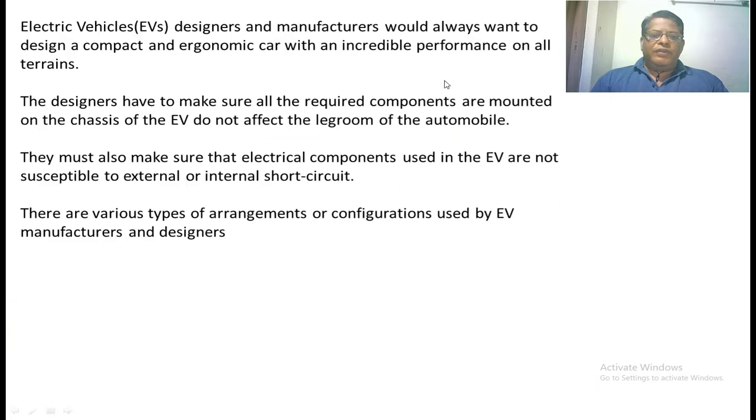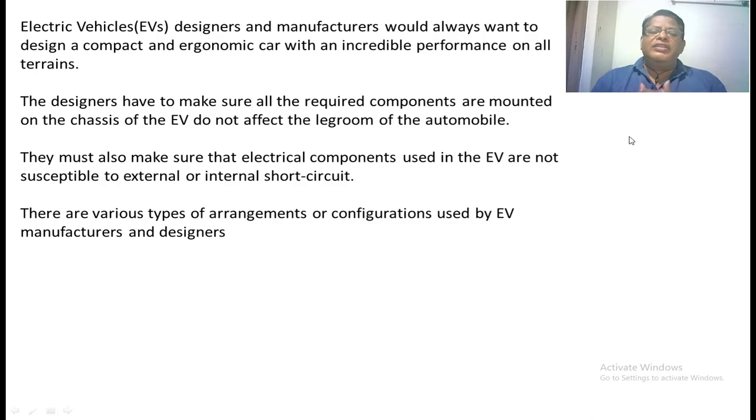All electrical vehicle manufacturers and designers always think that the size of the car should be very small and the performance should be good. They take into consideration that whatever components are placed on the chassis of an EV are not going to touch the legroom of the automobile.